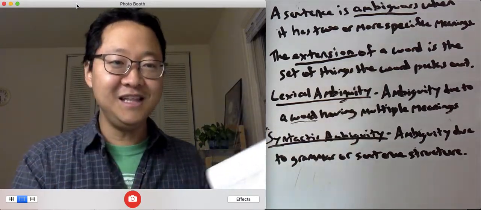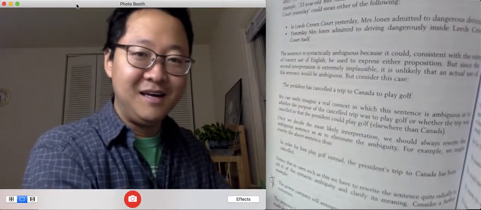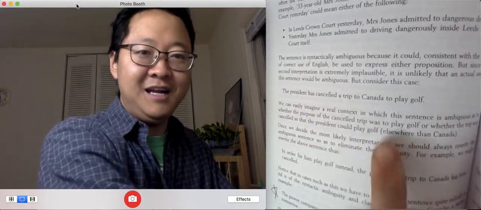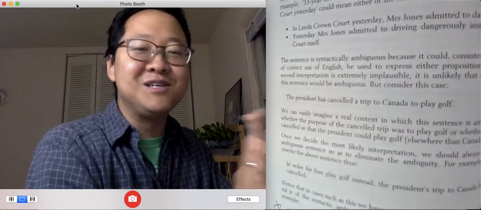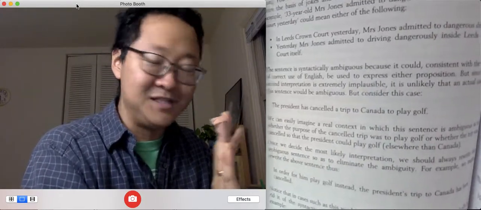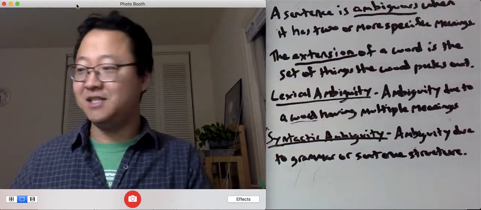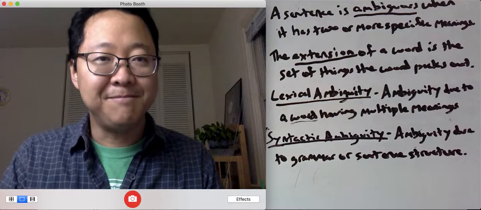Now notice that in this example, the word golf, the word Canada, the word trip, there's no lexical ambiguity here. It's all about the ordering of the words, the sentence structure. And that's why it's a syntactic ambiguity. Okay, let's move on.